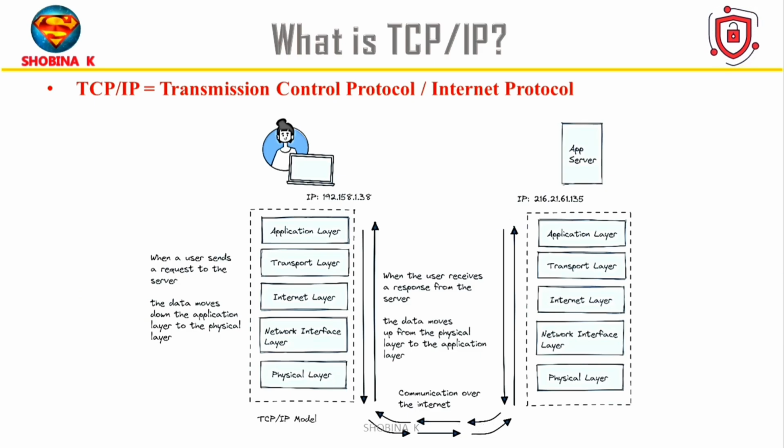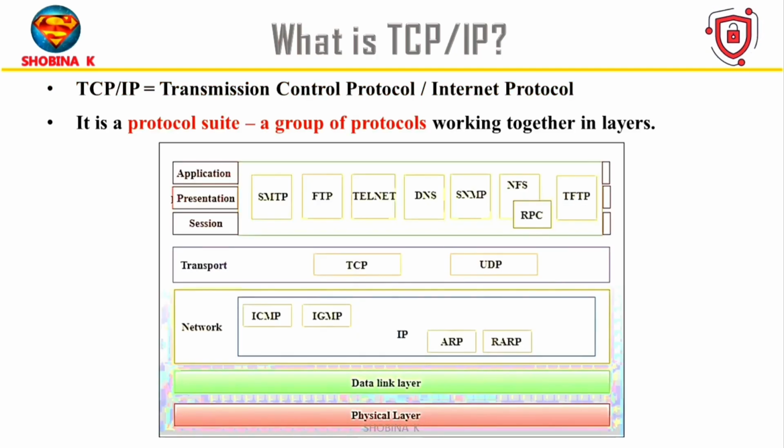TCP/IP stands for Transmission Control Protocol and Internet Protocol. It's not just one protocol, it is a collection or suite of protocols. This protocol helps computers talk to each other over the internet. And why do we call it a protocol suite? Because it is made up of multiple protocols. All work together like a team. Each protocol in this team has a specific job and they are arranged in layers.